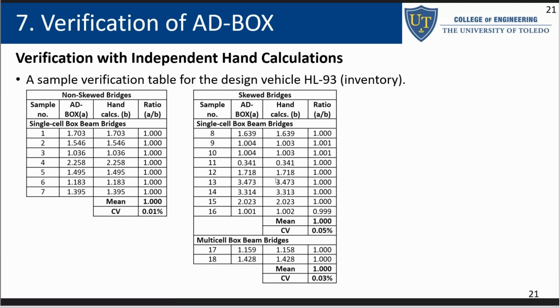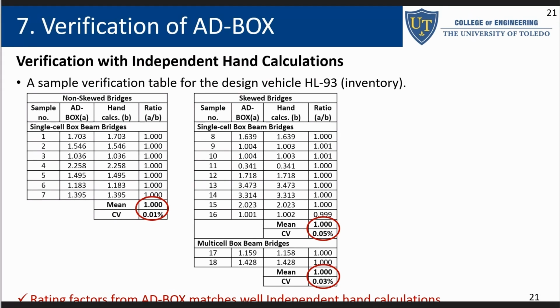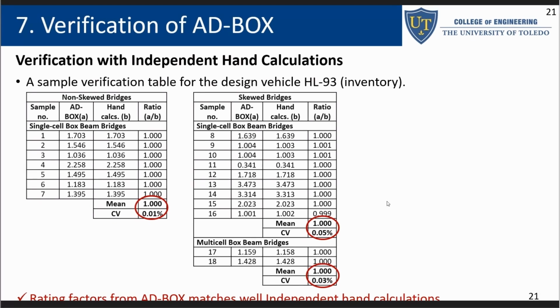So this is the sample verification table for the design vehicle HL93 inventory. We can see that the ratio of rating factors of AASHTO to independent hand calculations has a mean of 1 and coefficient of variation of almost 0% for both non-skewed and skewed bridges, including single cell and multi-cell configurations. So this proves that the rating factors from AASHTO match well with the independent hand calculations.